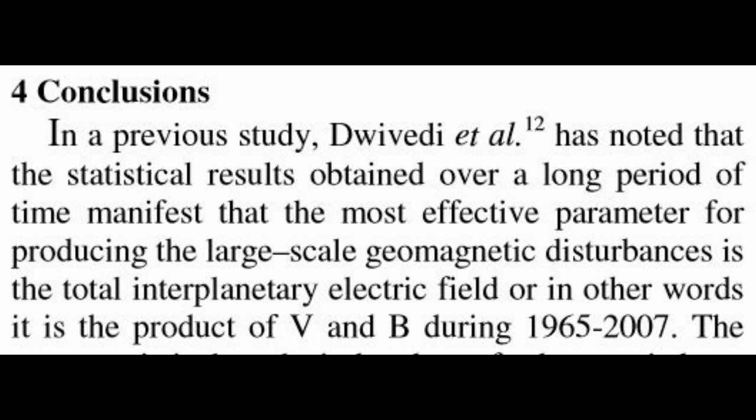So the conclusions. In the previous study, Dueveldi had noted that the statistical results obtained over long periods of time manifest that the most effective parameter for producing large-scale geomagnetic disturbances is the total interplanetary electric field, or in other words, the product of V and B, during 1965 to 2007.